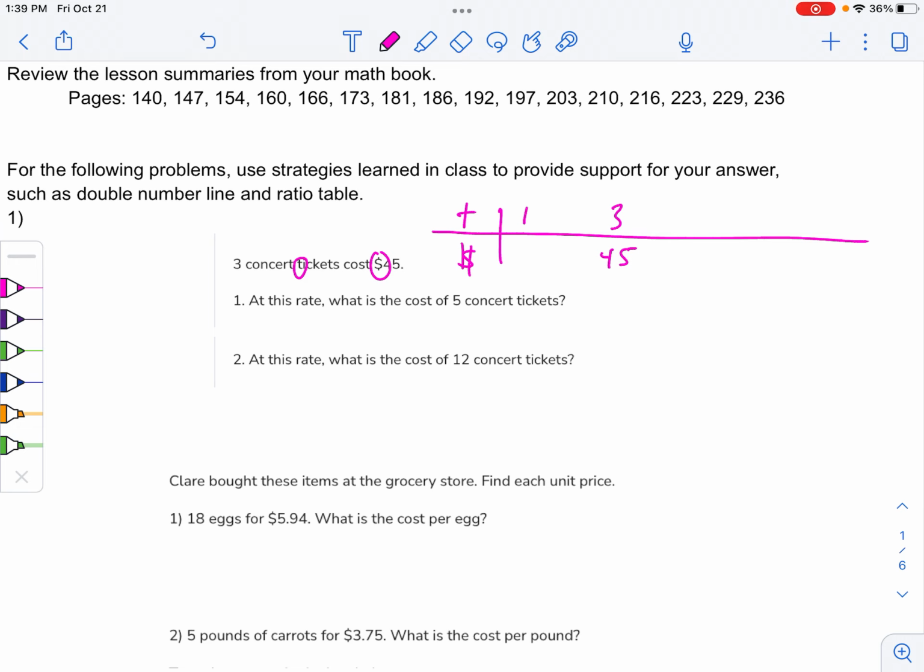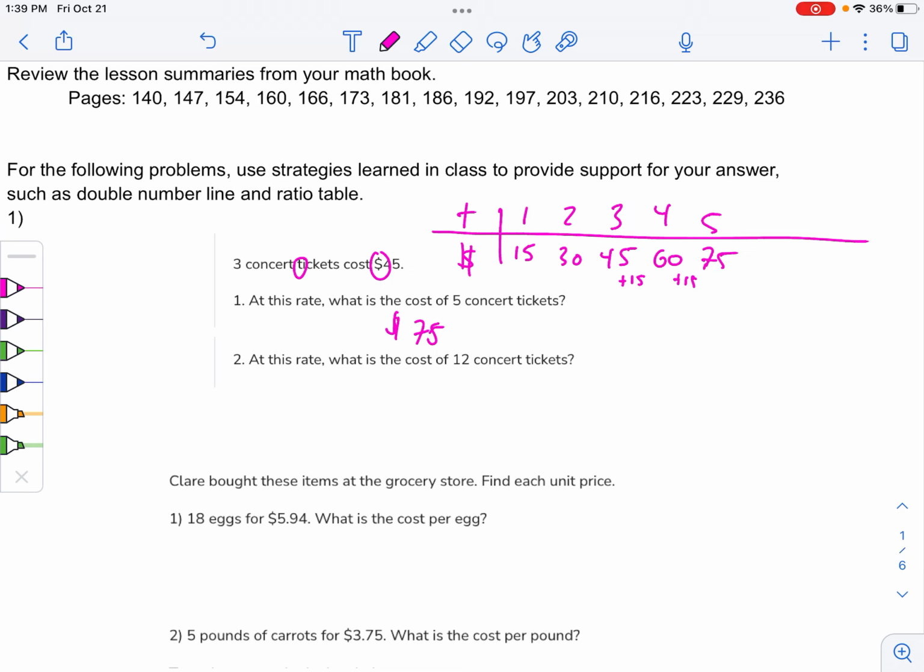So $45 divided into 3 groups is going to be $15 a piece. That means 2 of them is going to be 30, and then I can keep going. So 4 of them is going to be 45 plus 15, so that's going to be 60. And then 5 of them is going to be 60 plus 15, which is 75. And that answers my first question. How much does 5 concert tickets cost? Well, $75. So I want to know 12 concert tickets.